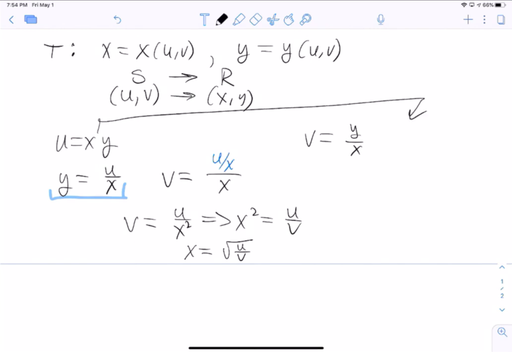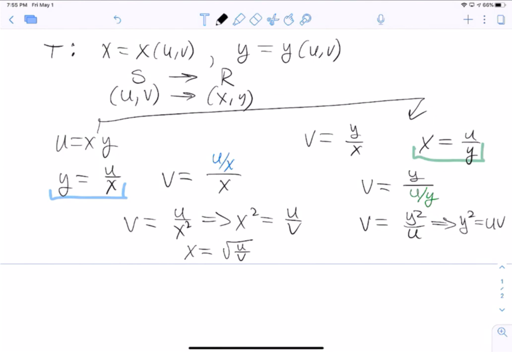Solving that first equation for x will give us that x is equal to u over y. And again, if x is equal to u over y, then v is equal to y squared over u, which means that y squared is equal to uv. And so y is equal to the square root of uv. This is a transformation that takes points in the uv plane into points in the xy plane, and this is the transformation that we're after.